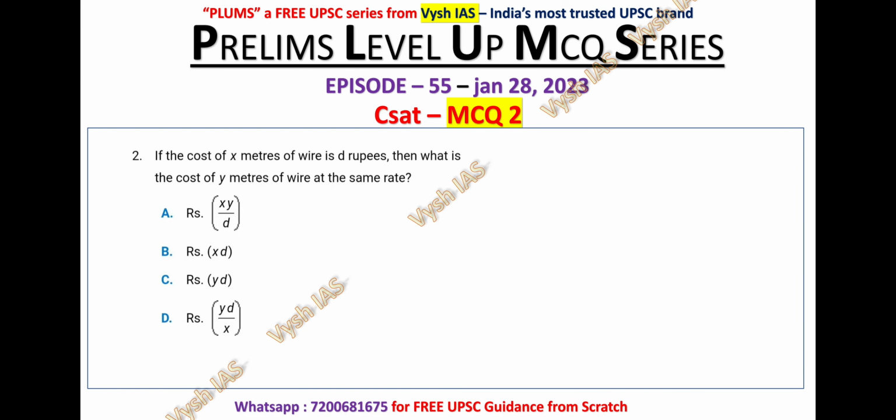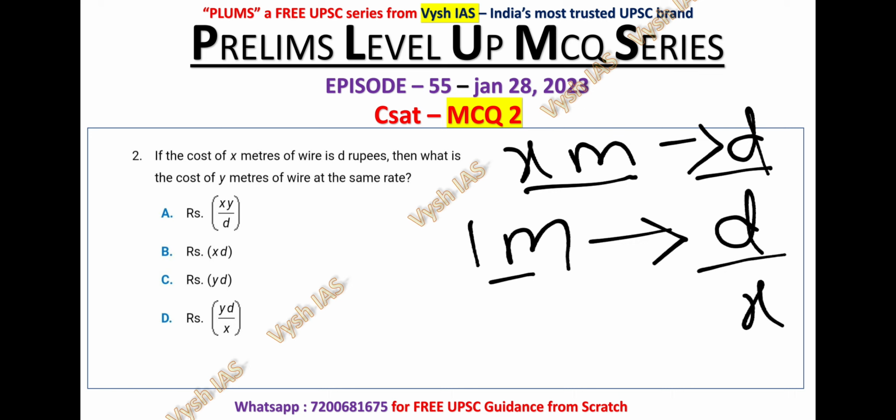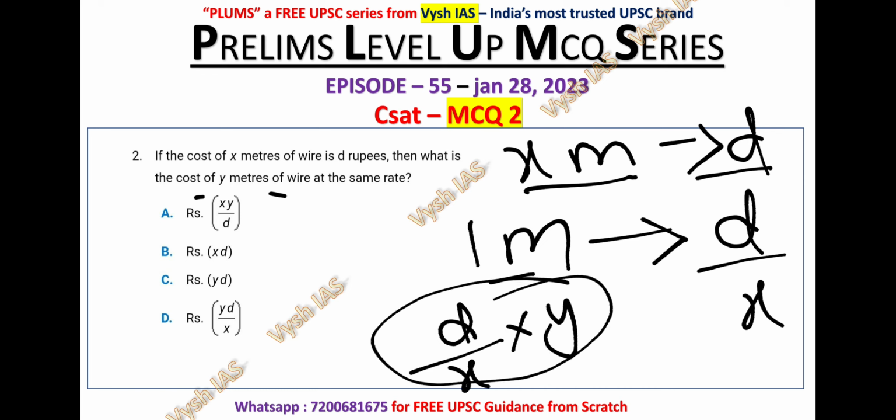Now let's solve MCQ number 2. If the cost of X meters of wire is D rupees, what will be the cost of Y meters of wire at the same rate? So X meters of wire has the cost of D rupees. To find the price for 1 meter, for X meters it is D, so for 1 meter it will be D by X, right? If you want to find the cost for Y meters, for 1 meter it is D by X, so for Y meters it will be multiplied by Y. So dY by X will be the answer.